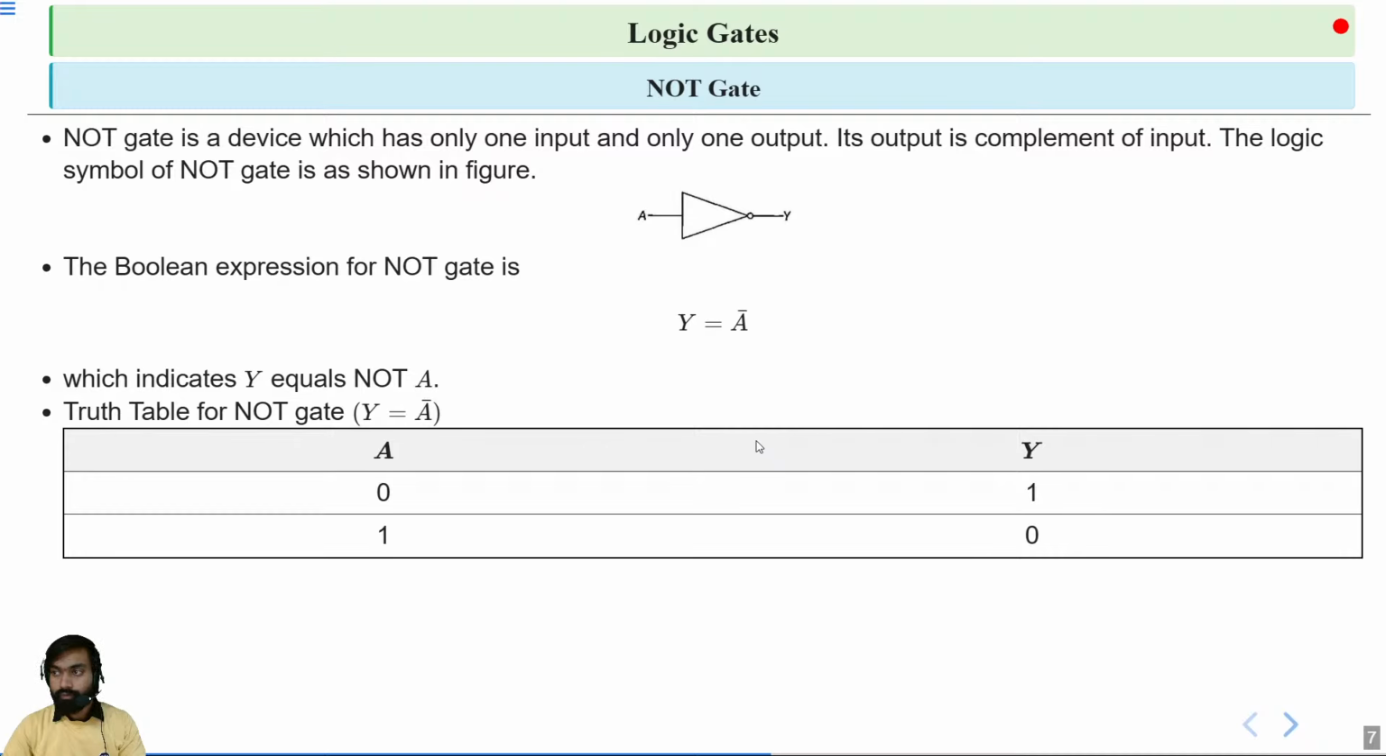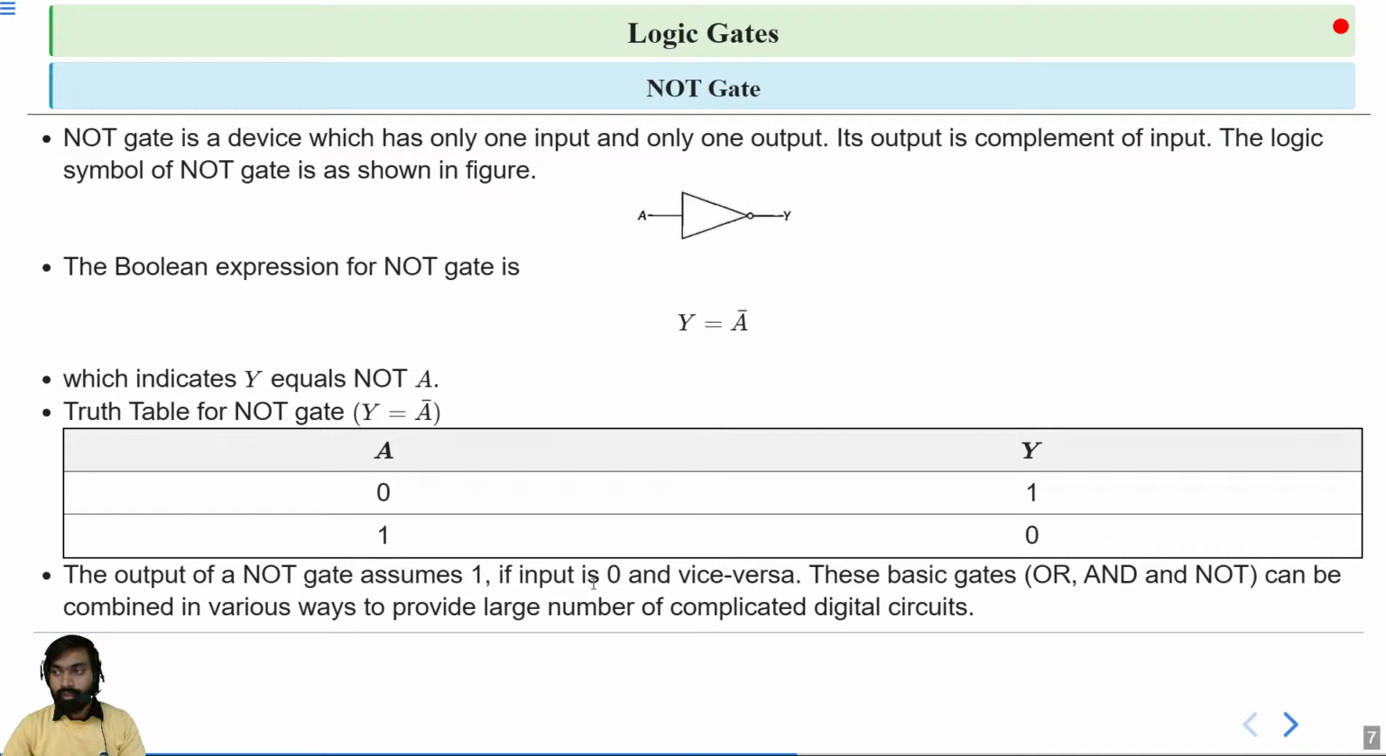So this is the truth table, which shows how the NOT gate behaves for all possible inputs. This table confirms that the output is always the opposite of the input. For input A and output Y, for 0, the output will be 1. For 1, the output will be 0.